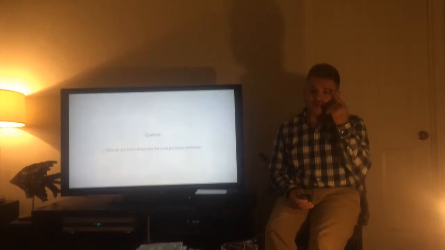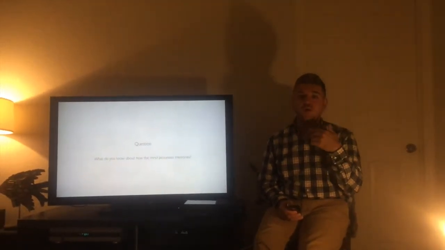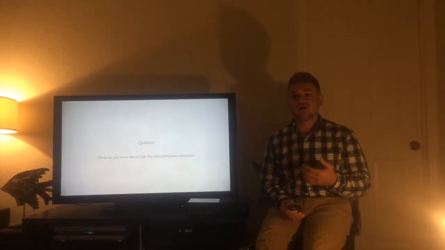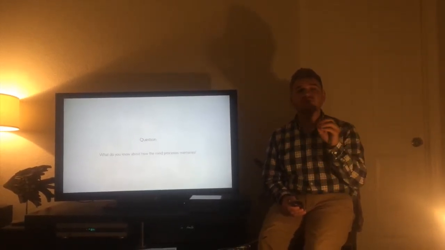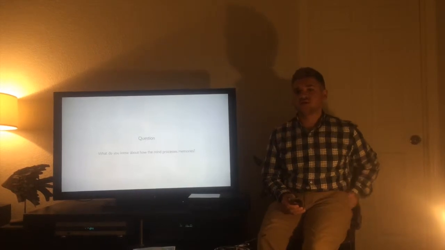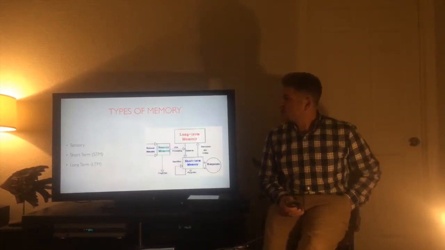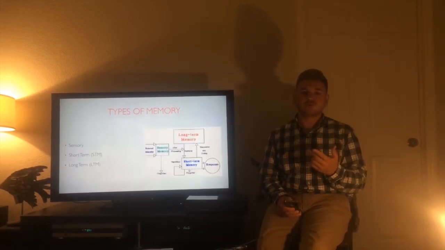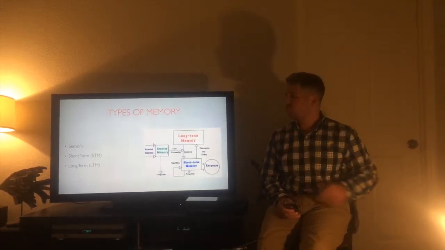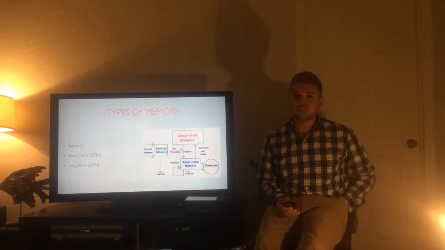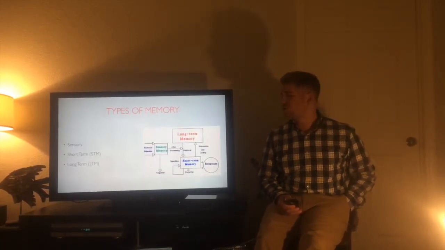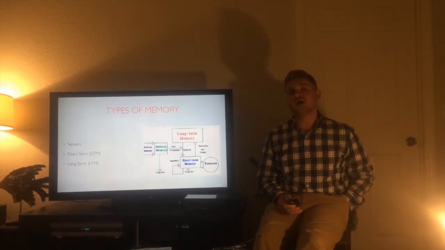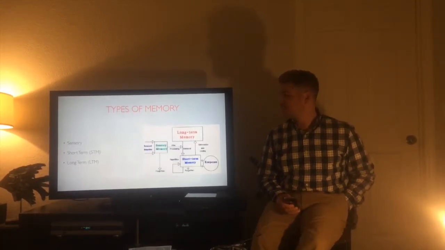So take a moment and try to think, what do you know about how you remember something, an event, information? How is it that your mind encodes that information? When we talk about memory, there are three types of memory. The first type is called your sensory memory, or SM. The second type is called short-term memory, or STM. And the third type is called LTM, or long-term memory.